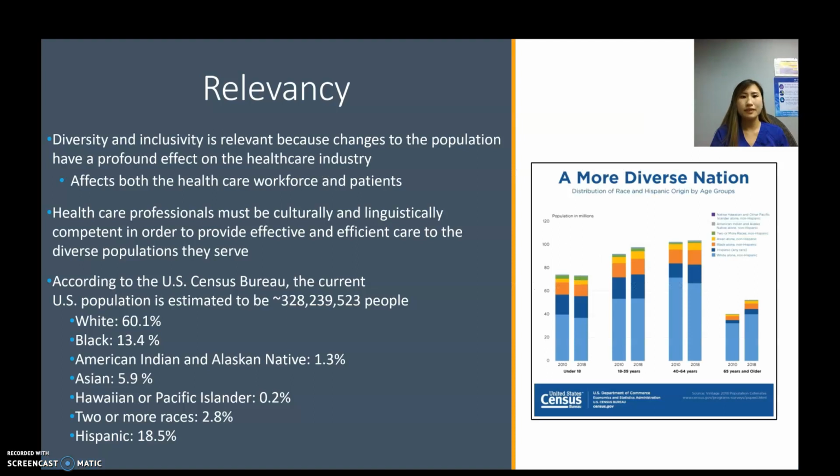So what is the relevancy of this topic? Well, diversity and inclusivity is relevant because changes to the population have a profound effect on the healthcare industry. It affects both the healthcare workforce and patients. Healthcare professionals must be culturally and linguistically competent in order to provide effective and efficient care to the diverse populations they serve. According to the U.S. Census Bureau, the current U.S. population is estimated to be about 328 million people, and here is a breakdown of the racial and ethnic groups.